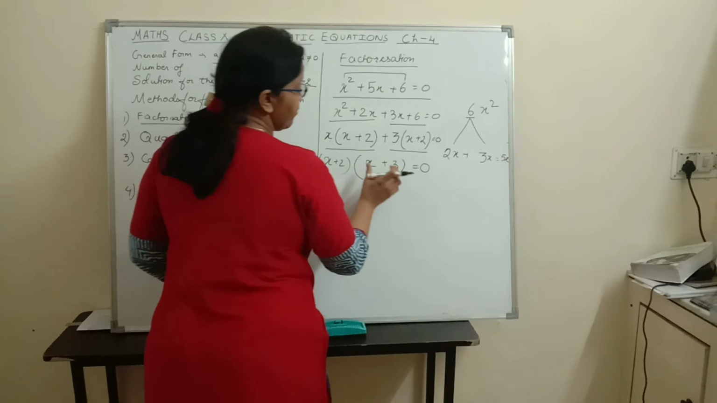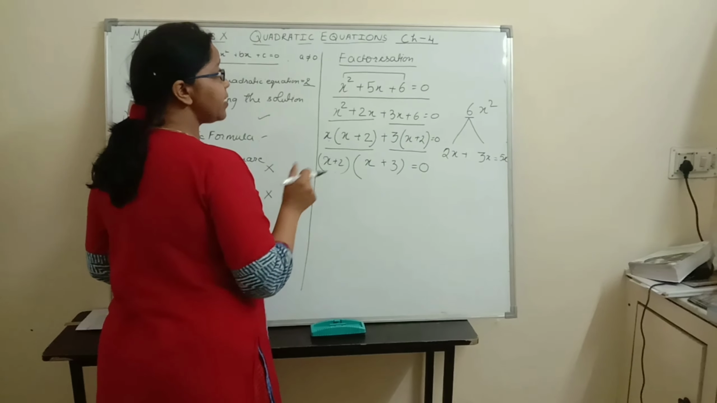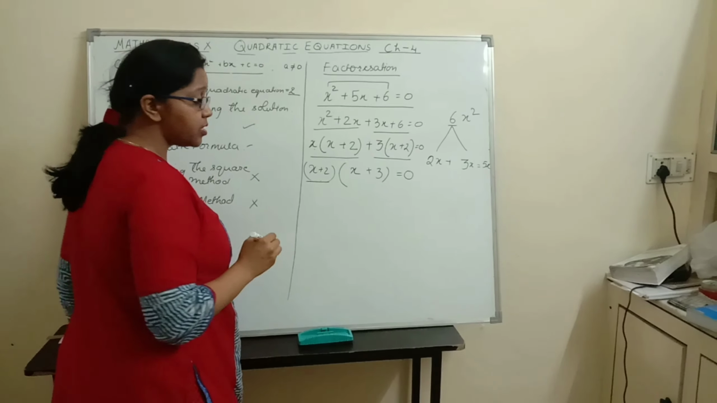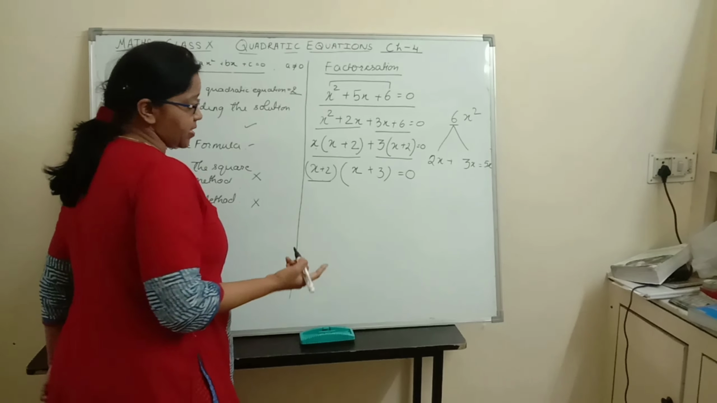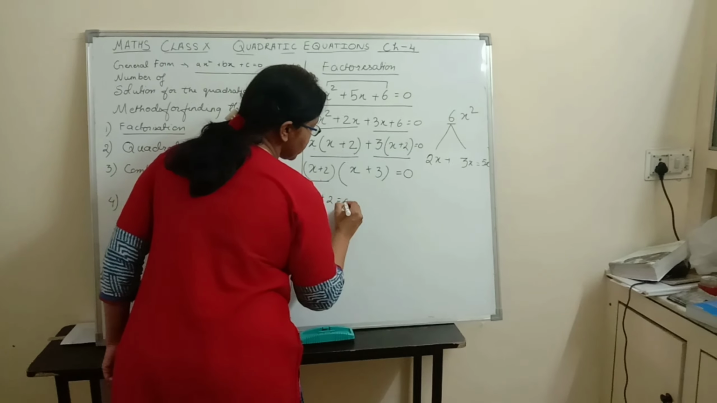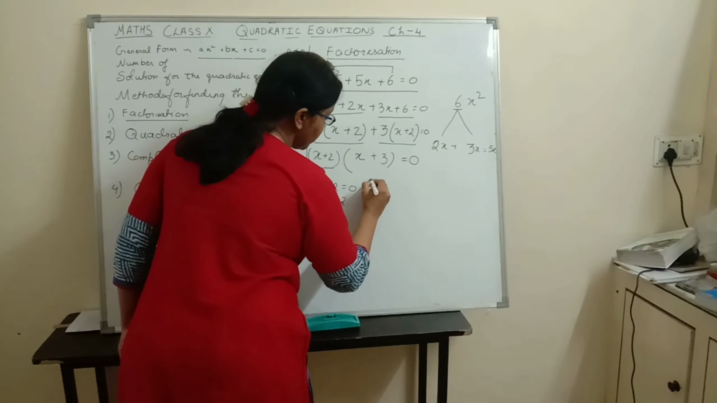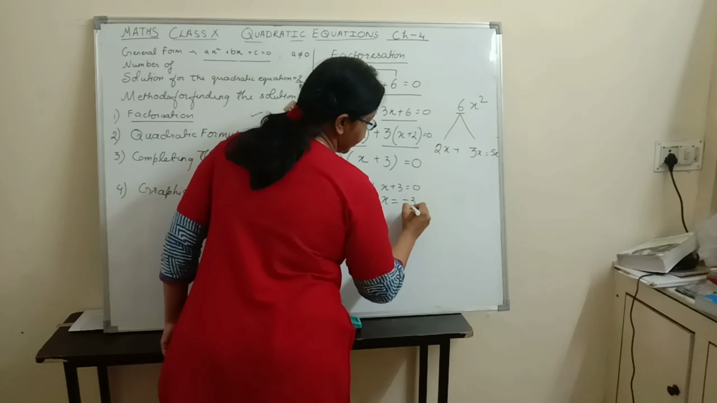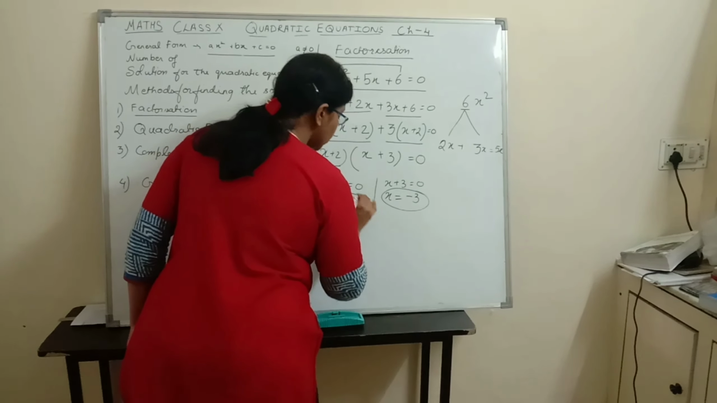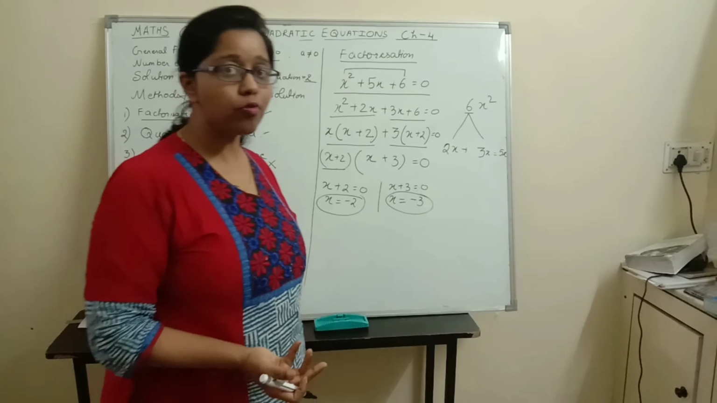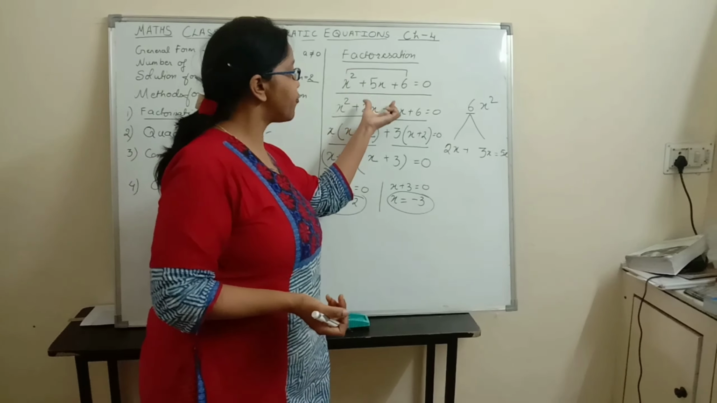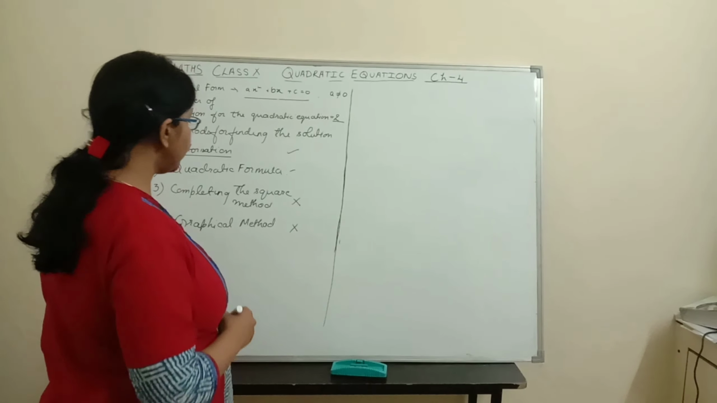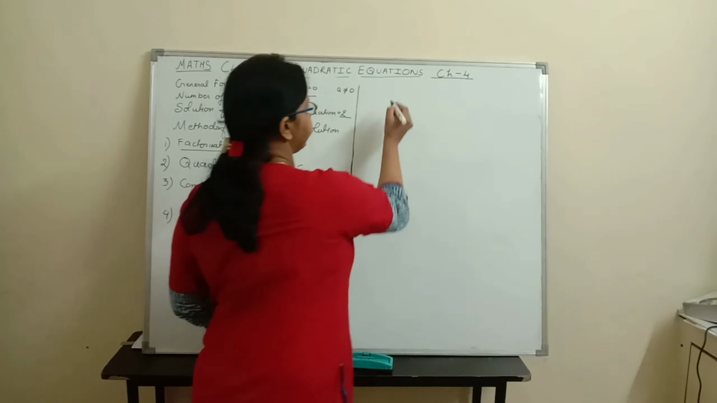When you find these two factors, to find the solution what we will do is equate them to 0 to find the value of x. So x plus 2 is equal to 0, so x is equal to minus 2, and when x plus 3 is equal to 0, x is equal to minus 3. These two are the roots, or you can say the zeros, or the solutions of this quadratic equation. So we had studied factorization. Now it's the turn of the quadratic formula.